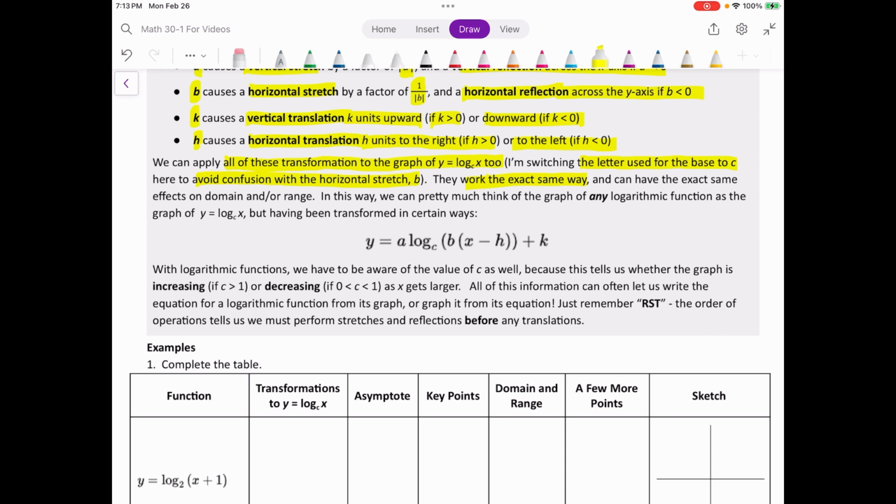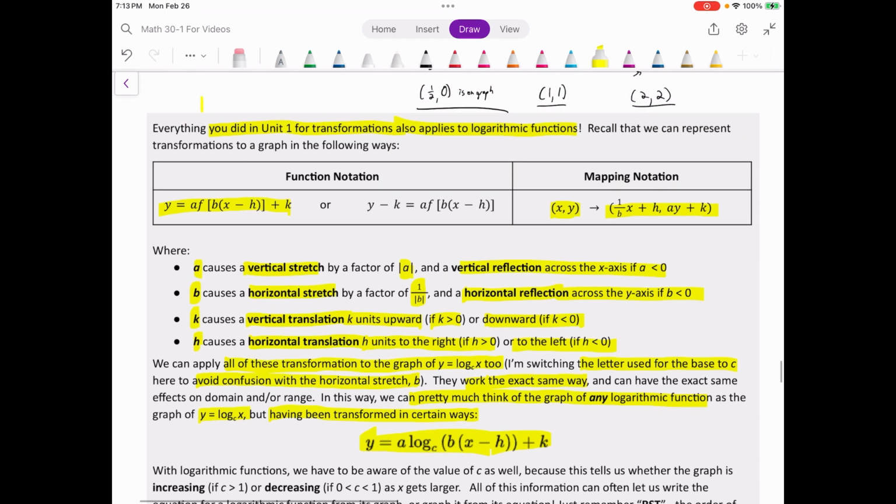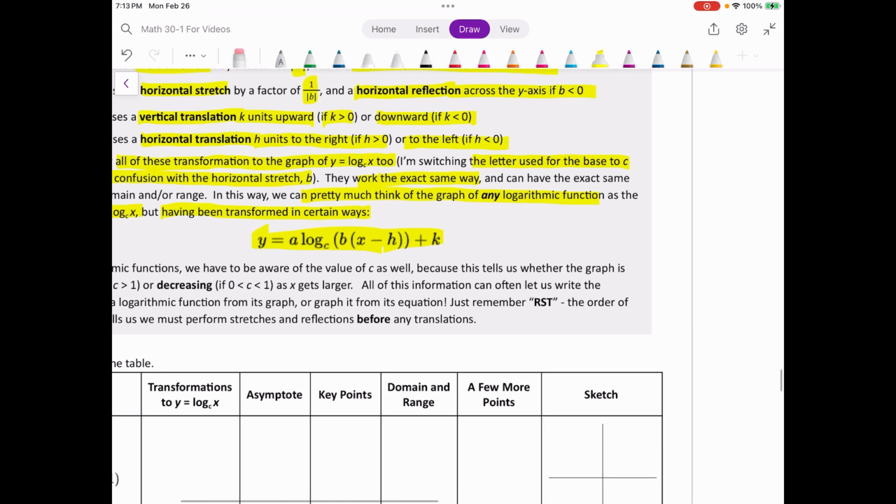Okay, in this way, we can pretty much think of the graph of any logarithmic function as being like y equals log base c of x, but just having been transformed in certain ways, giving us this. Now, once again, this is not on your formula sheet, but it doesn't really need to be because all it's doing is taking this general function notation, the instructions for how to transform any f of x, and applying it to the base y equals log c of x equation. Okay, so I'll show you how we got that.